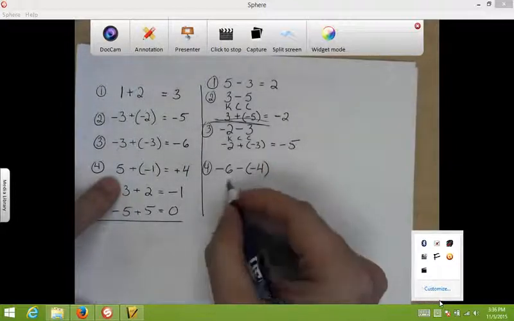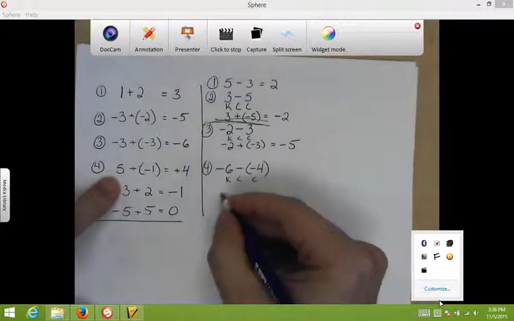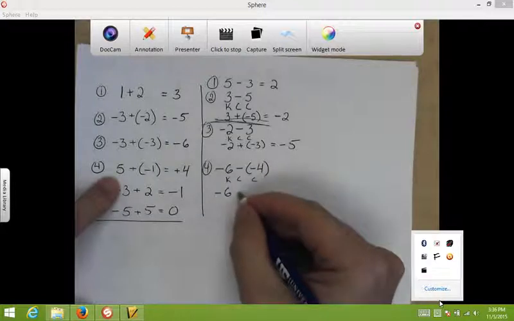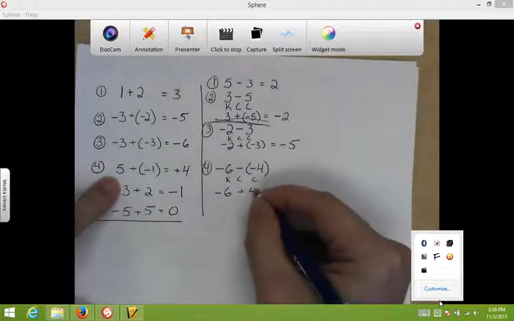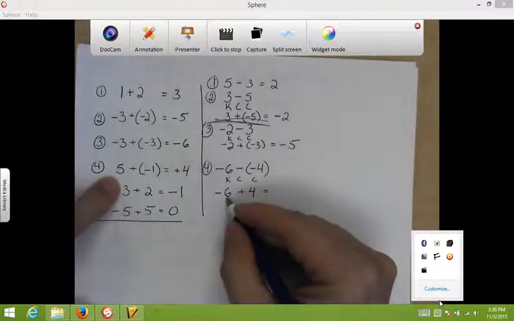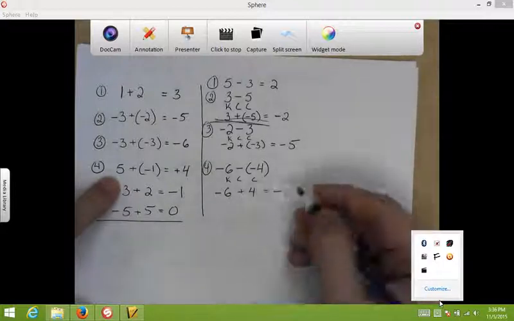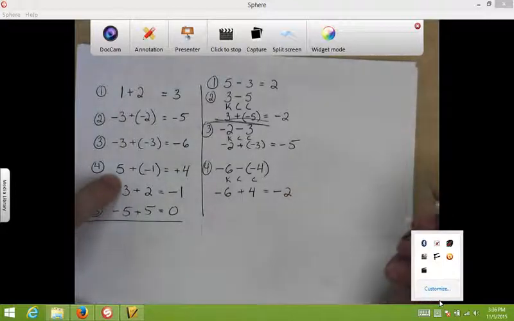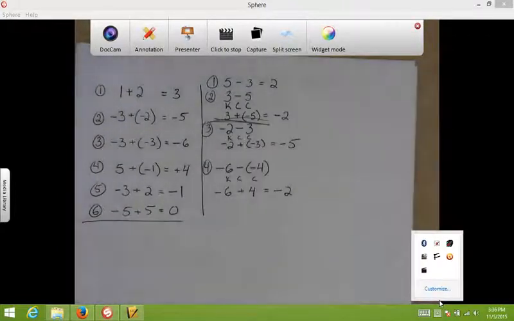Now, the last one, keep, change, change. I've got a negative 6 plus, and this negative 4, I'm going to change that to positive 4. So now I look at this, do I have more negatives or more positives? More negatives. So the answer is going to be negative. And 6 minus 4 is 2. So that is subtracting integers. If you can do that, you should be great on the subtraction problems.